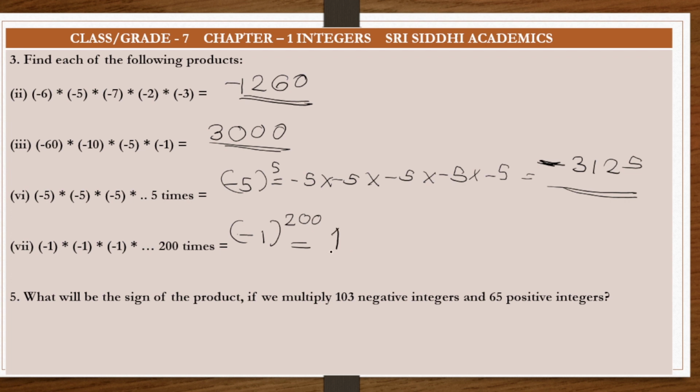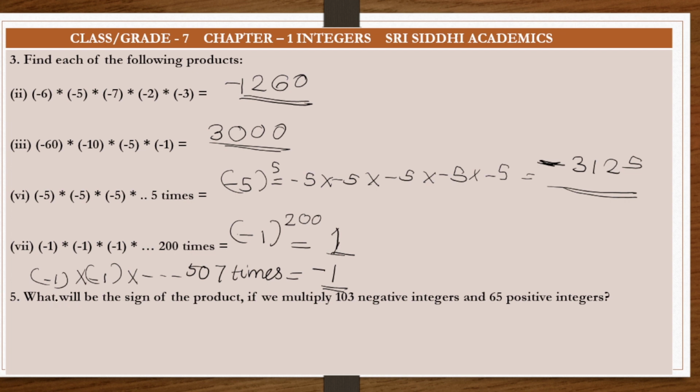Suppose instead of minus 1 getting multiplied to itself 200 times, it's getting multiplied to itself some odd number of times, let's say 507 times. Then without batting an eyelid, you can answer that it will be minus 1, because an odd number of negative integers are getting multiplied. So the answer finally will be minus. Okay, I hope I'm clear with this.